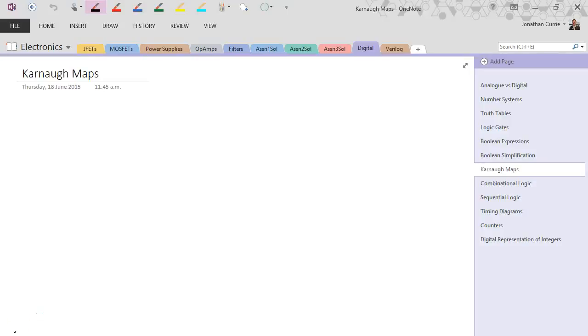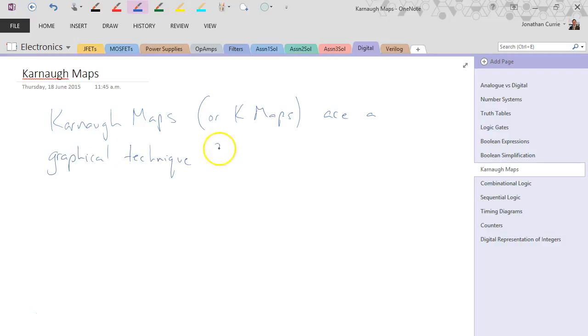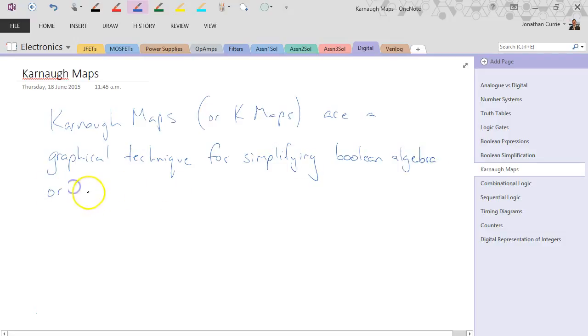In this video we're going to be having a look at Karnaugh Maps, also known as K-Maps, are a graphical technique for simplifying Boolean algebra, sort of, or normally logic circuits, and if used correctly can provide the true minimum. Now they sort of have an upper limit of max 4 inputs.